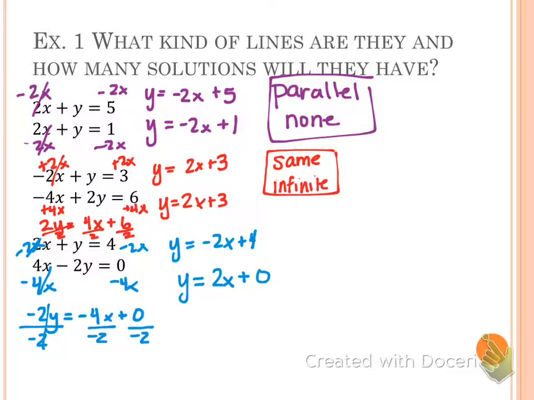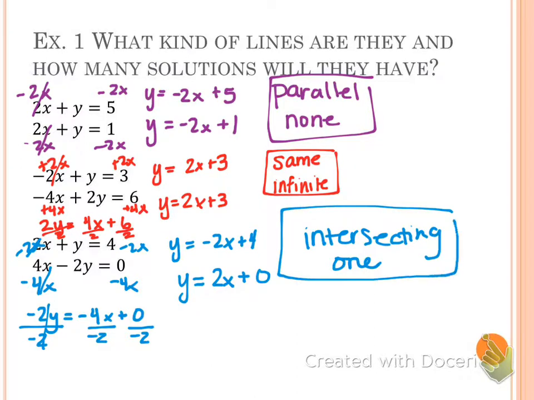What do these lines have the same? Nothing. You say, but wait a second. Aren't their slopes the same? Is negative 2 and positive 2 the same thing? No. So, if they have nothing the same, what type of lines are they? Intersecting. And how many solutions do intersecting lines have? 1.